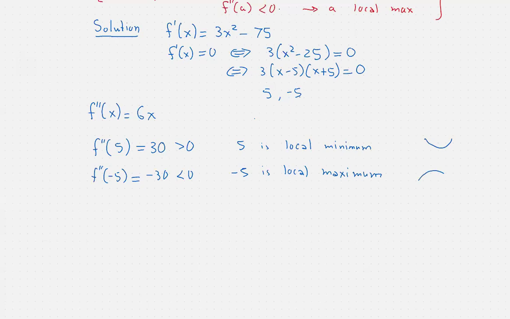So all in all, our function has two critical points, negative 5 and 5. Negative 5 is a local maximum. 5 is a local minimum.